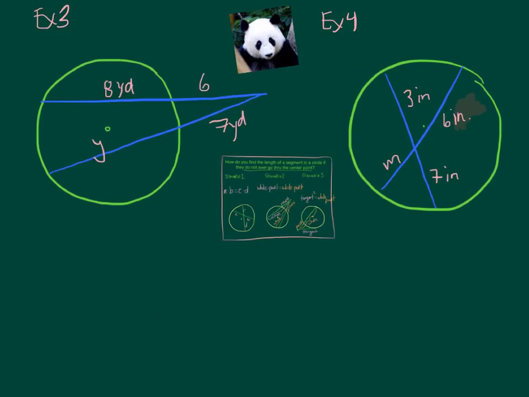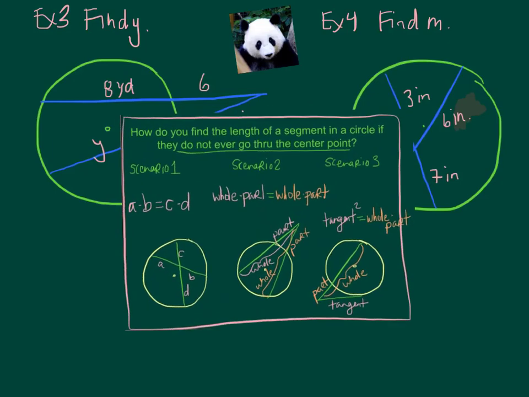Now I'd like you to take a moment to copy down example 3 and example 4 and these two diagrams. And for both, I'd like you to add these directions: find y and find m. Now for these two questions, they're asking us to find a length, not an angle measure, which makes me think I'm going to need to use these examples right here.